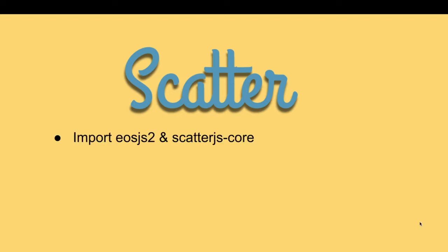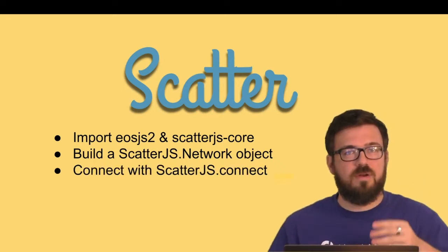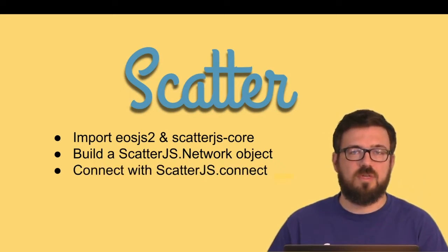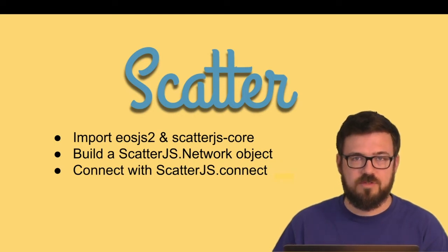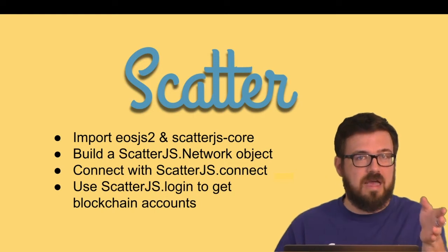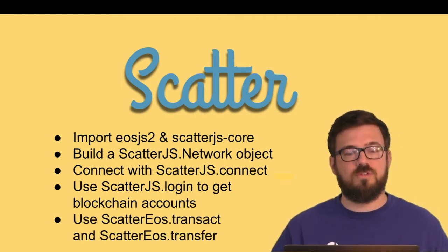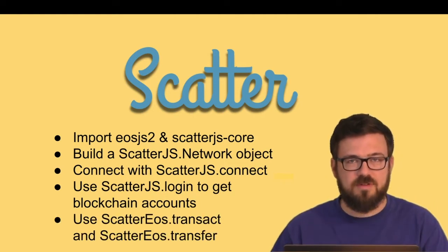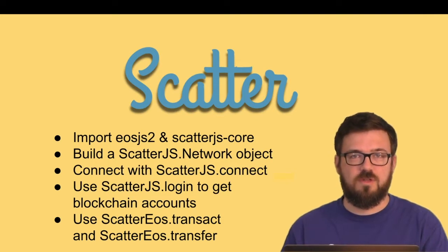We need to import EOSJS2 and Scatter core scripts, then build our network object, which tells Scatter what kind of network we need to connect to and what endpoint to use. And then with ScatterJS.Connect, we'll tell it to connect to the local desktop Scatter that the user's using. We'll use login to work with the actual blockchain accounts, and then we'll use ScatterJS.Transact to send our transactions to the blockchain.